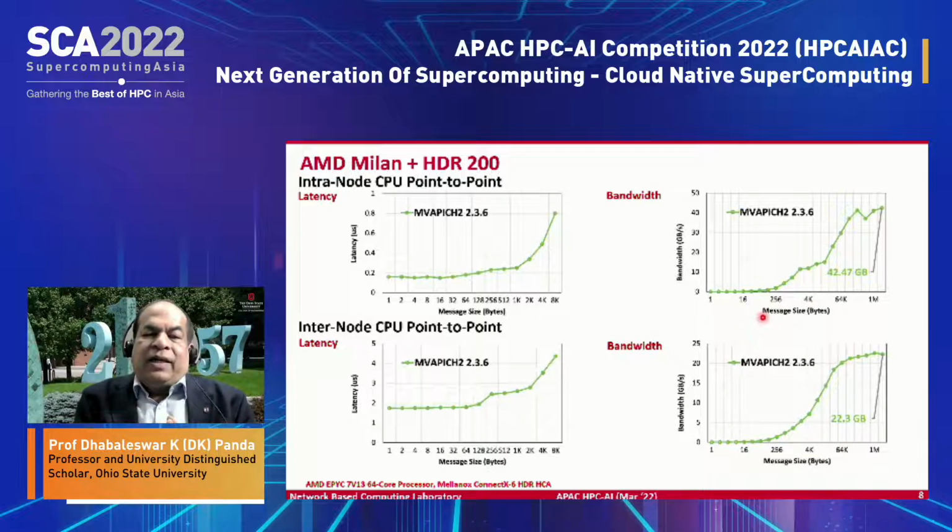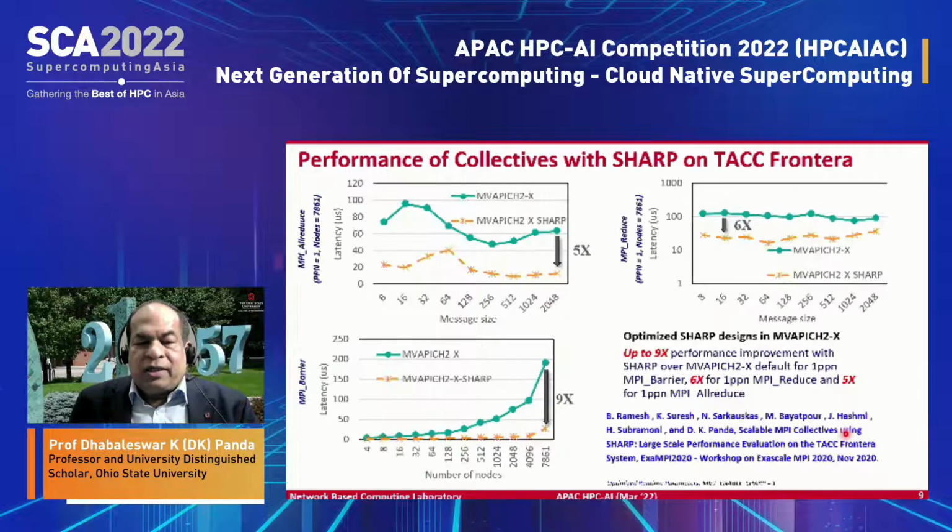Here it shows the very latest MVAPICH2 2.3.6, which is the latest version. This is on the very latest AMD Milan with InfiniBand HDR 200 gigabits per second. As you can see, we get very impressive performance here. Internode latency is around 1.8 microseconds, and intranode latency is around 190 nanoseconds. Bandwidth-wise, within the node we are able to go up to 42 gigabytes per second, and internode around 22.3 gigabytes per second for HDR 200.